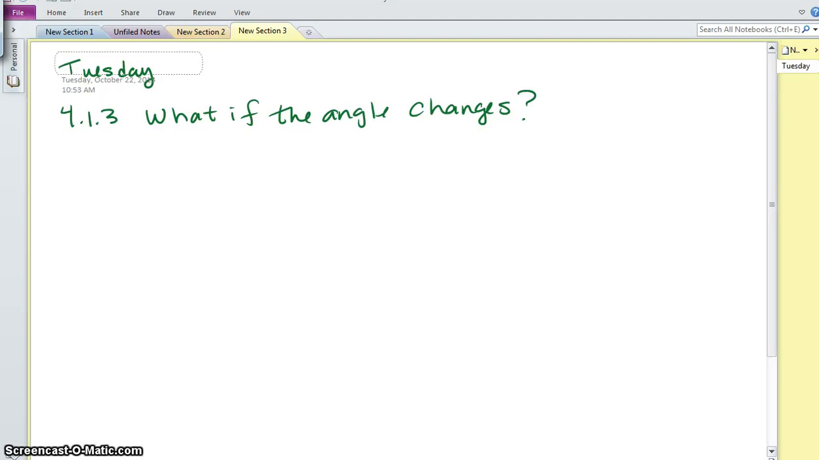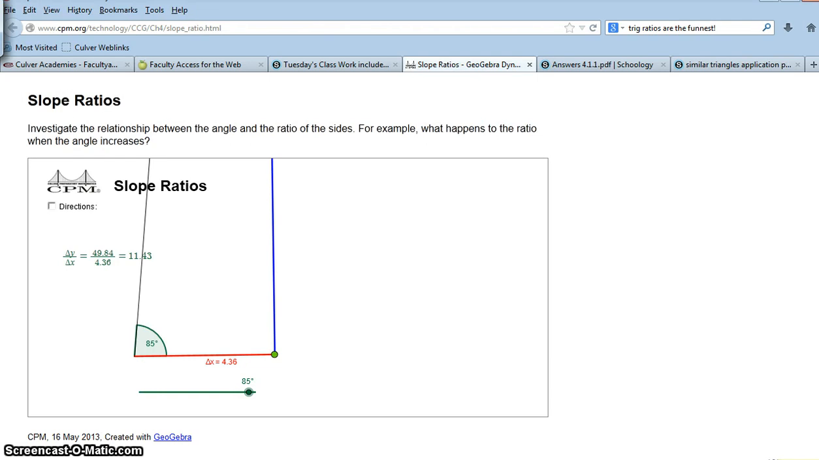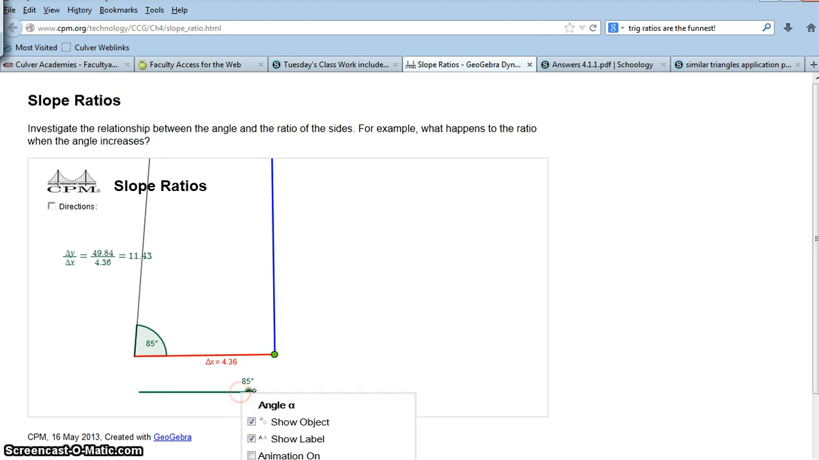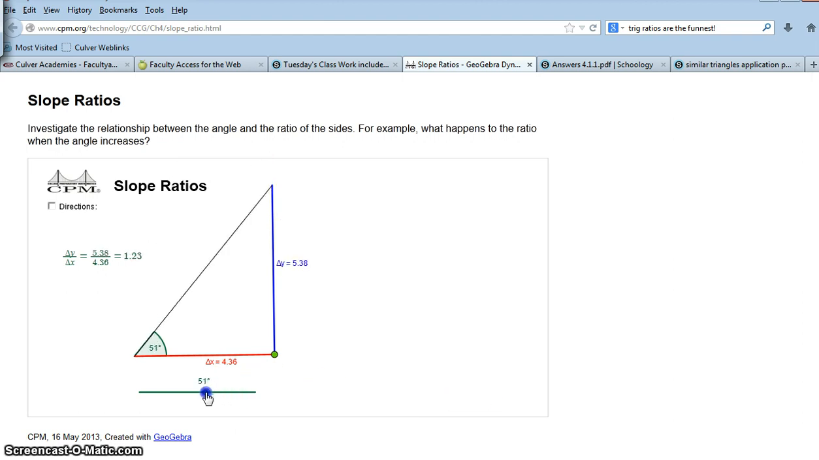In 4.1.3, we started to look at what happens if the angle changes. So let's continue with 4-24 using the software for slope ratios and this slider here. Let's see if I can get this slider to work. Yes, I can with the stylus.